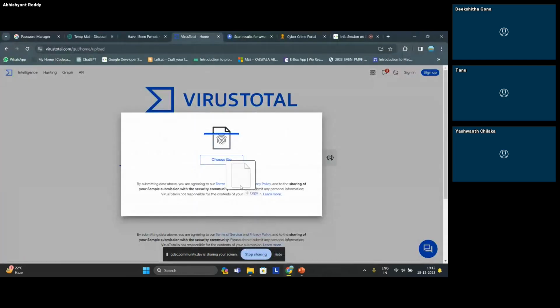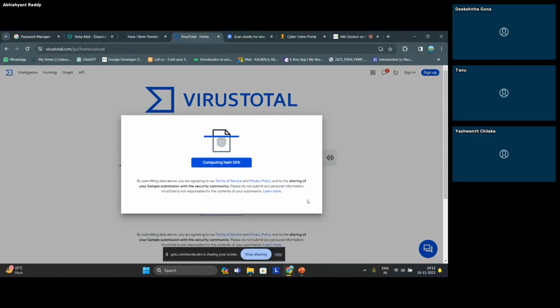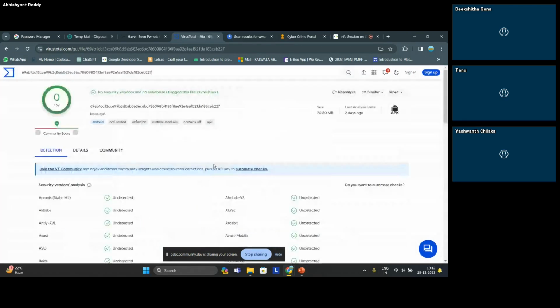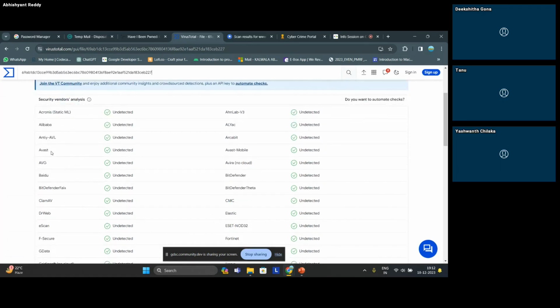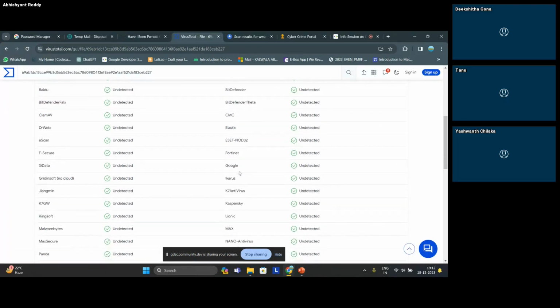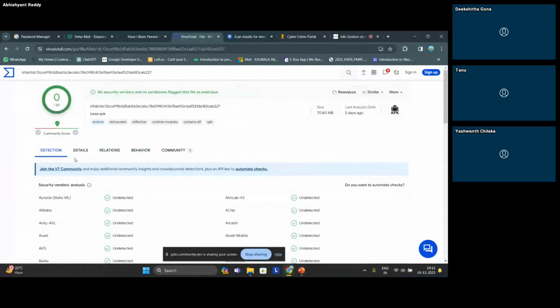I'll just choose this file, and just give it a second. Okay, there is no security harm from this APK, but there is security harm with many APKs. It has checked with many renowned antivirus software like Bitdefender or Google. It cross-checks if there is any malware or Trojan horse trying to get into your system, and it will inform you beforehand.